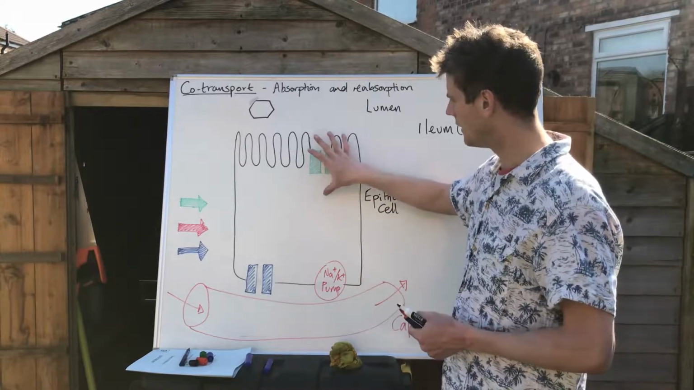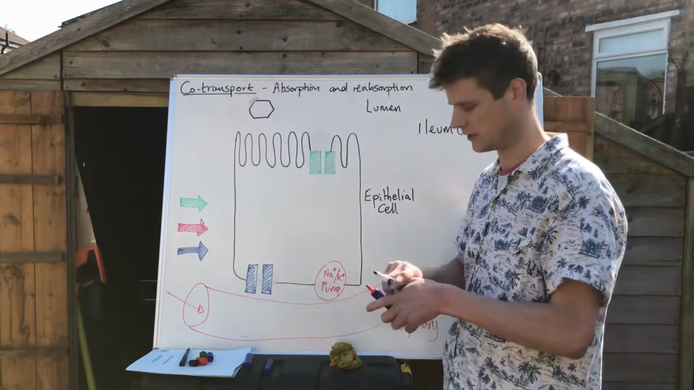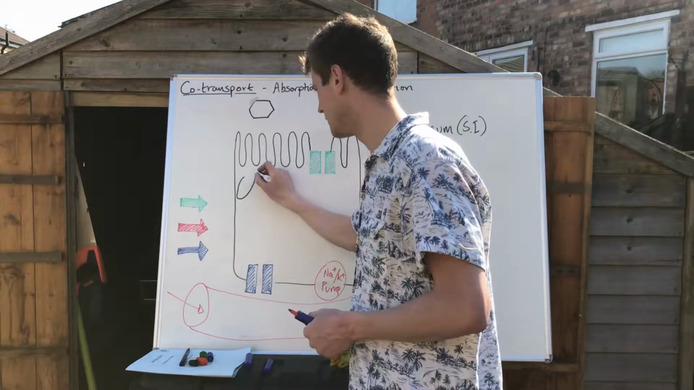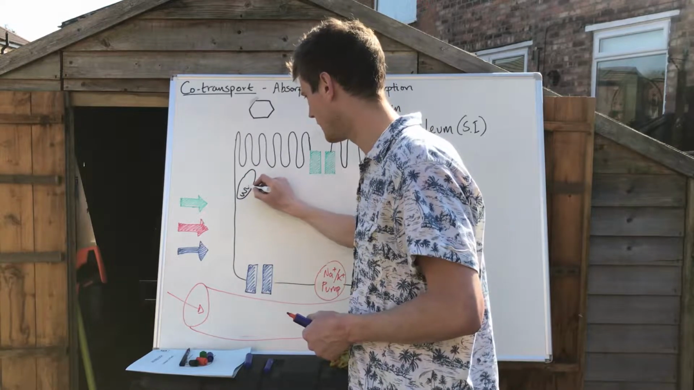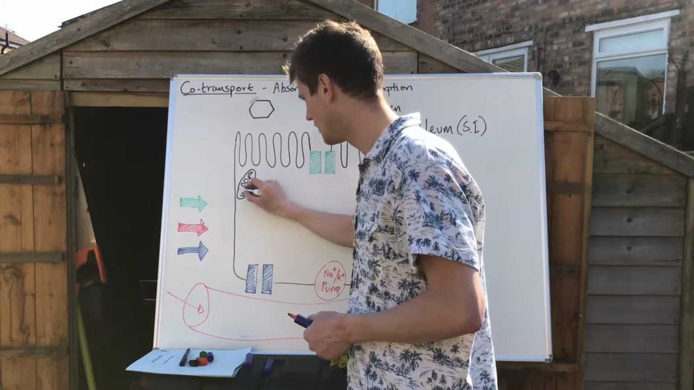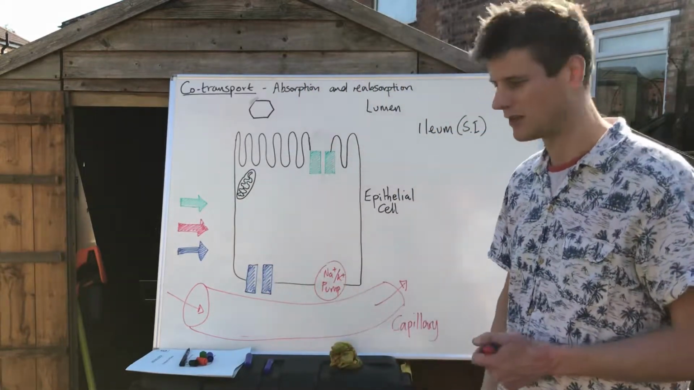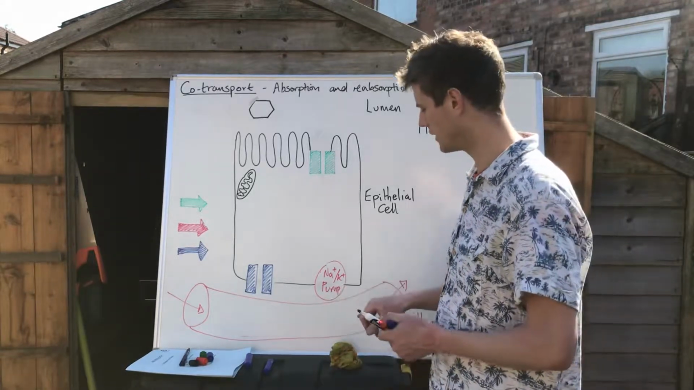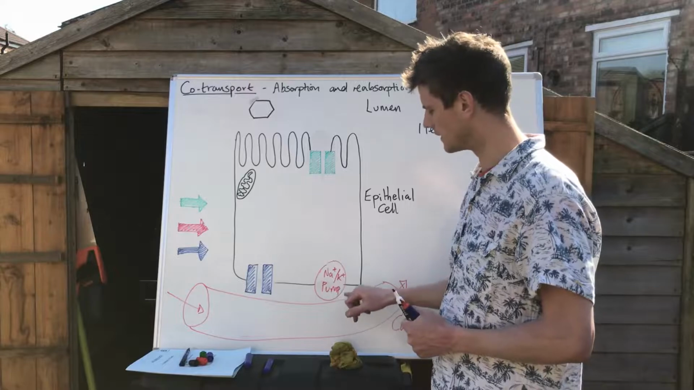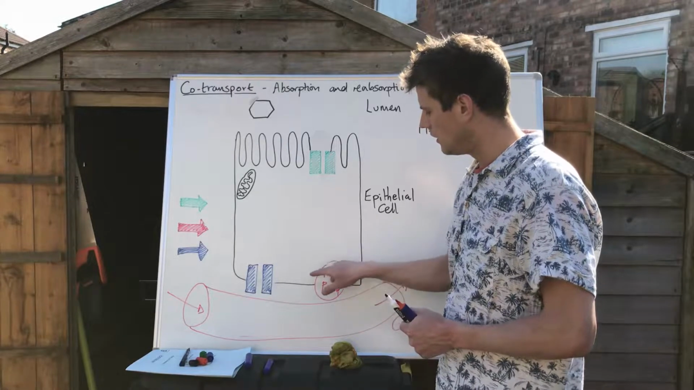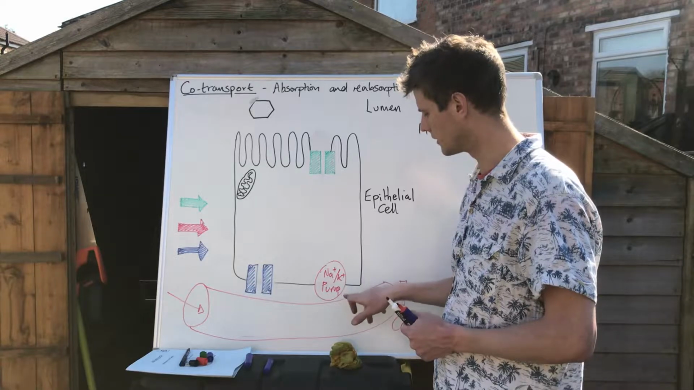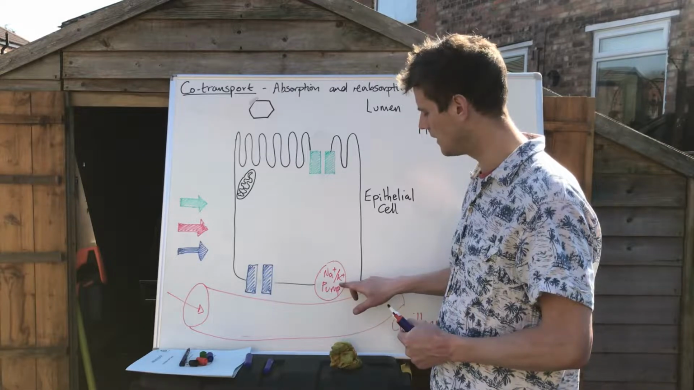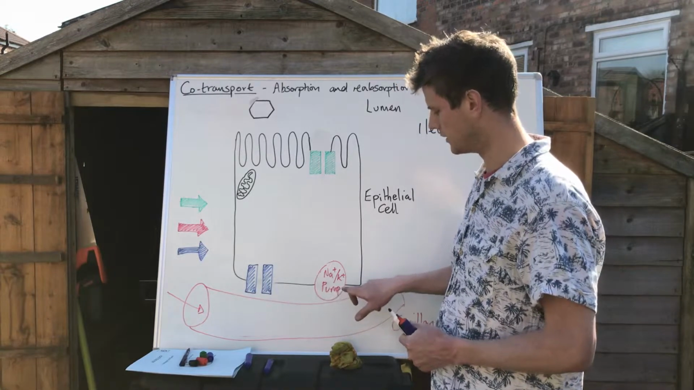Okay, so the epithelial cell has some adaptations. I'm not going to spend too much time on this, but you would expect these epithelial cells to have lots of mitochondria, and those mitochondria are necessary to produce ATP through aerobic respiration, and that ATP is going to be important for this protein down here, which is called a sodium-potassium pump. And that's where I'm going to start this explanation.